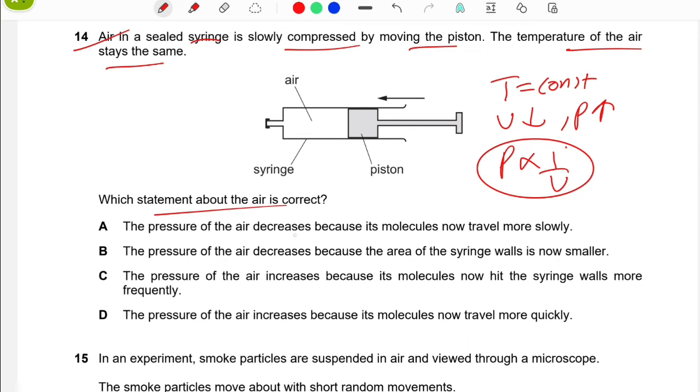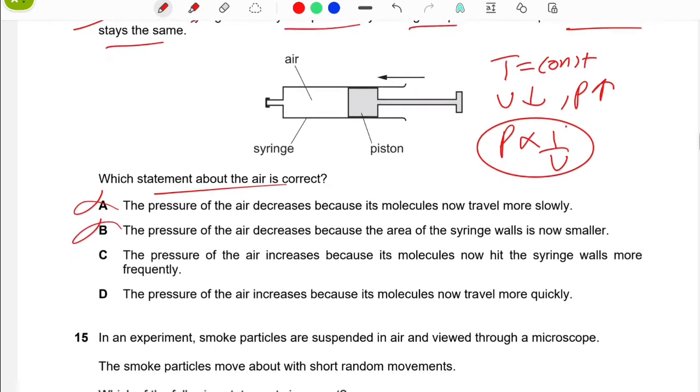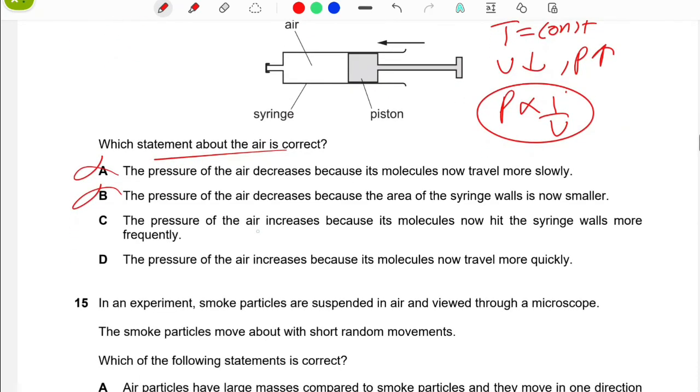The pressure of the air decreases, wrong. The pressure will increase because volume is decreasing. Pressure will increase, I told you. The pressure of the air increases because its molecules now hit the syringe walls more frequently. Yeah, this can possibly be the right answer. The pressure of the air increases because its molecules now travel more quickly. So will option D be correct?